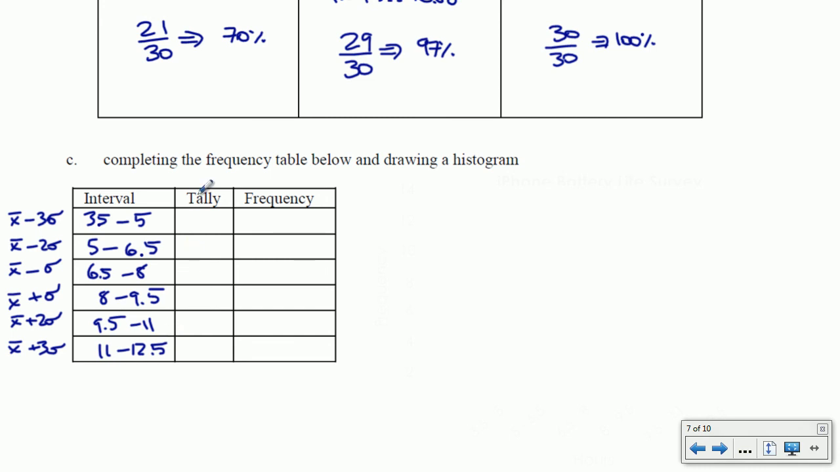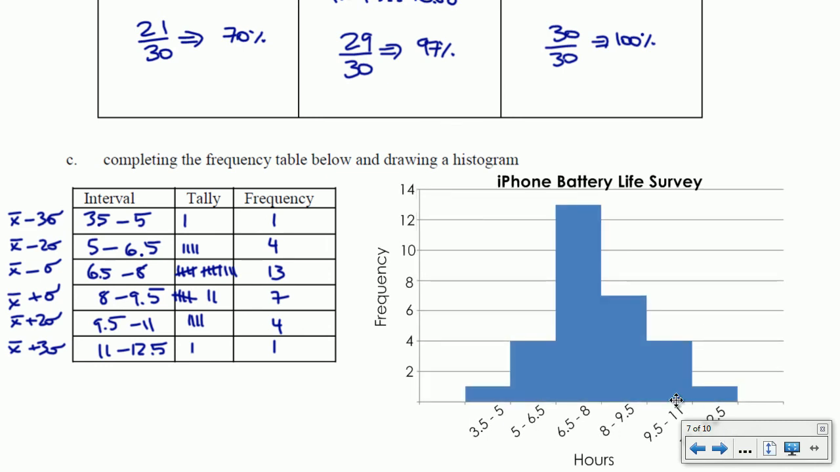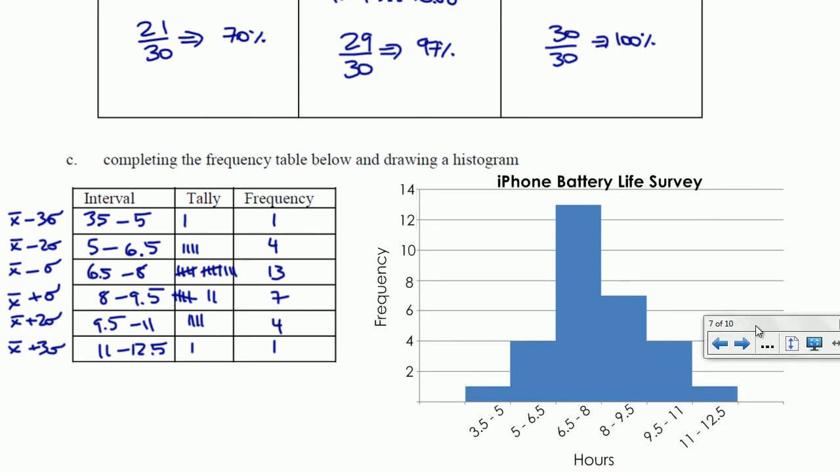We can mark off the phones that we see in each interval. In this interval there's 1. In this interval there's 4. In this one there's 13. In this one there's 7. In this one there's 4. And in this one there's 1. So the frequency we can record 1, 4, 13, 7, 4, and 1. And if we were to draw a histogram with this data, here's what it would look like. Hours along the bottom, frequency vertical, have a title, no spaces between the bars, and that's it.